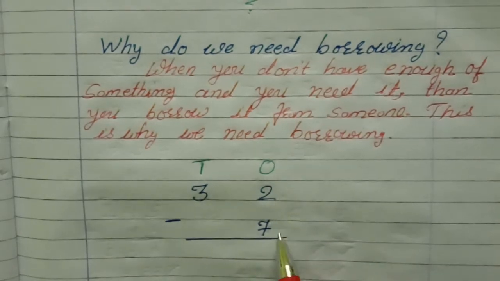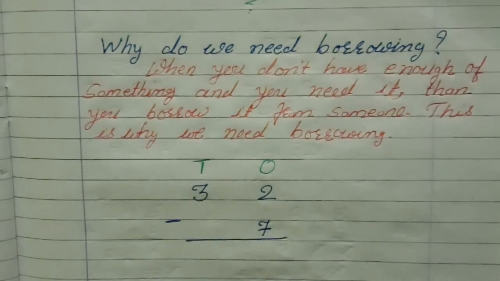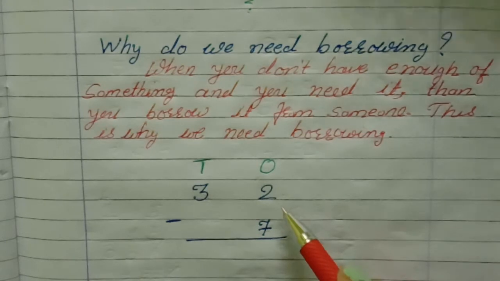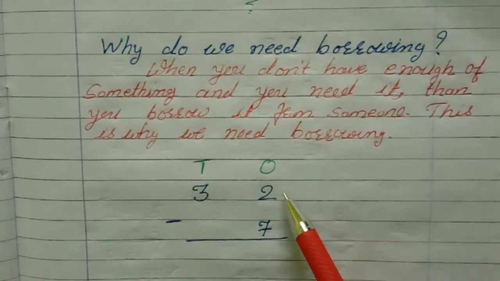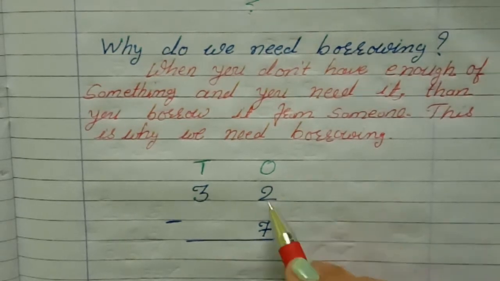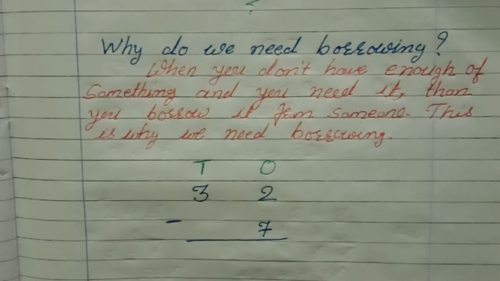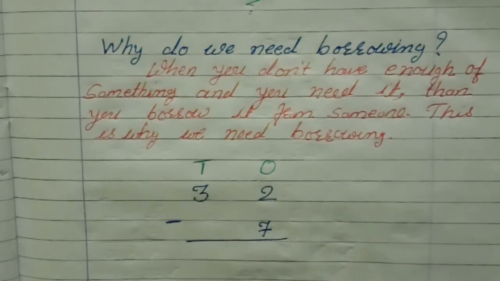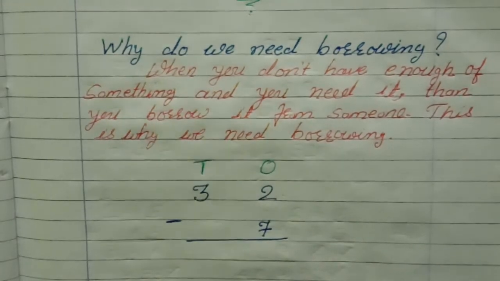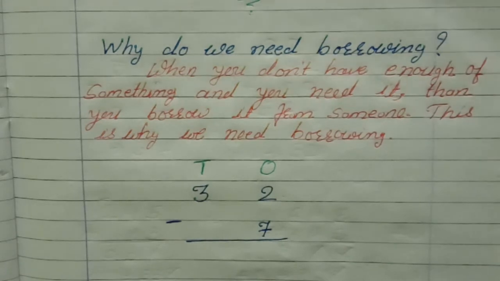But which is bigger? 7 is bigger than 2. We have to take away 7 from 2, but 2 is smaller than 7. 2 does not have enough to give 7. So what will we do? What will this 2 do? It will go to 3 to borrow something.